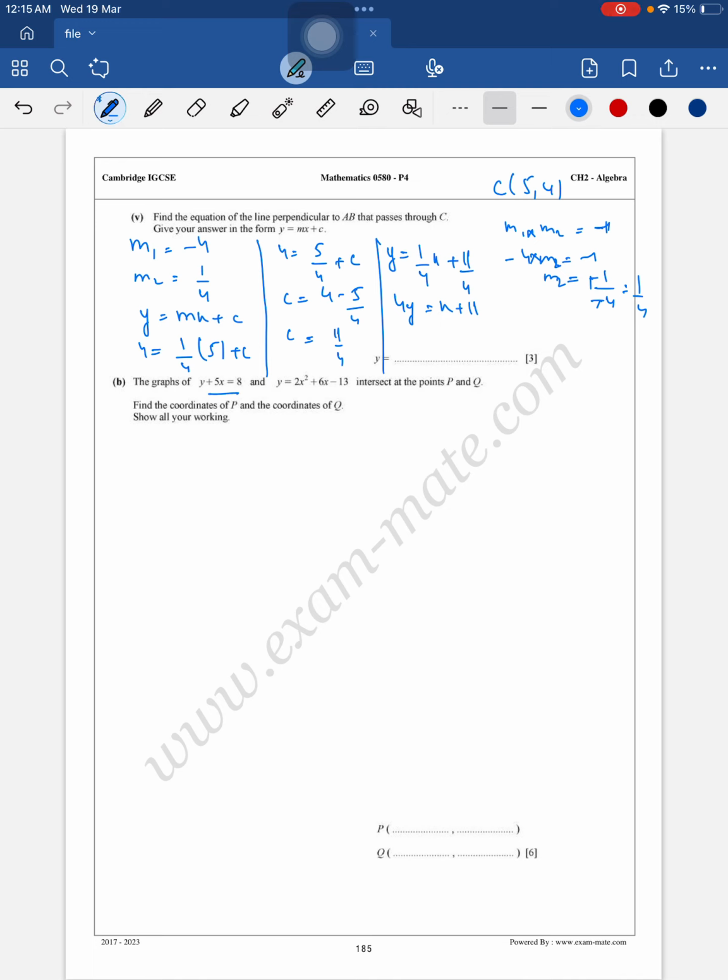Okay, the graphs of y plus 5x is equal to 8 and y is equal to 2x squared plus 6x minus 13 intersect at points P and Q. Find the coordinates of P and the coordinates of Q.